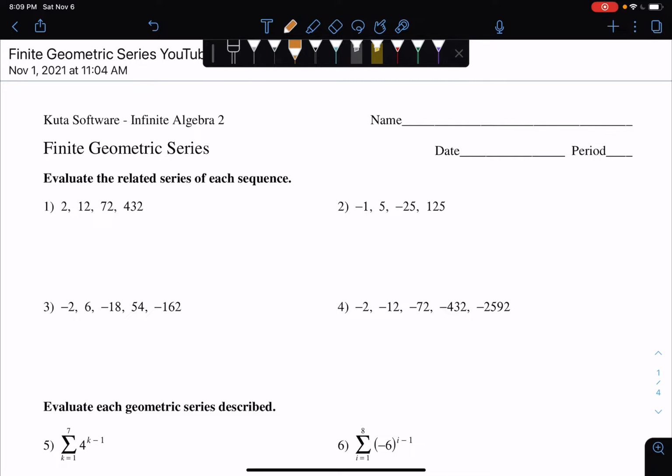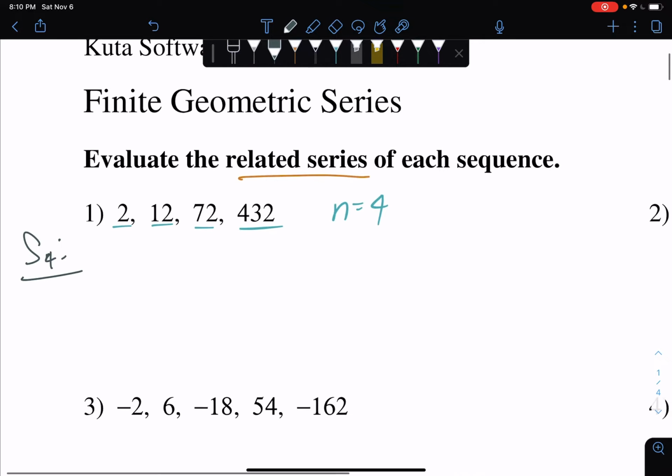The instructions say evaluate the related series of each sequence. When we say evaluate, basically we're called to find the S sub n of the given sequence. So for number one, how do we find n? Well, the answer is pretty simple. We'll just count how many terms, and the number of terms that we get is our n. So for number one, we have 4 terms, so n is equal to 4. Therefore, what we're trying to find here is S sub 4. I hope you understand this so far.